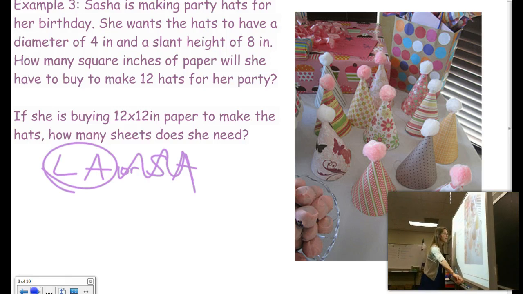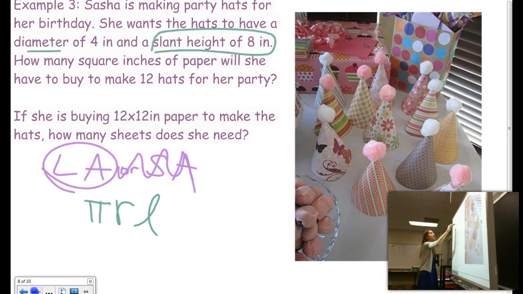Step 1, write down the formula. Pi R L is the formula for lateral surface area. So now all you need is an R and all you need is an L. Did I give you R and L? I sure did. I gave you slant height, and I gave you diameter. That's just like giving you R. Pi R L. That will be for one hat. How many hats are you making? 12. Multiply it by 12.